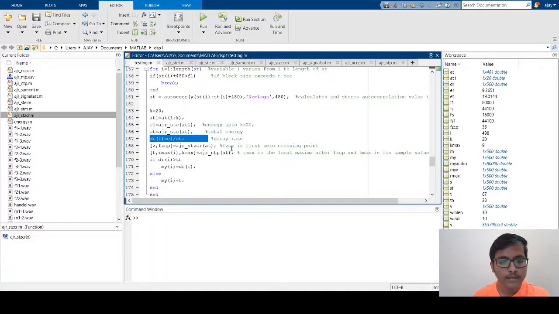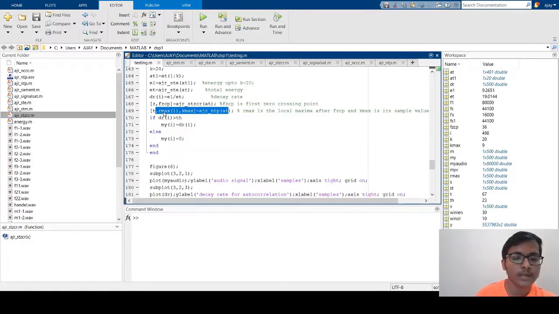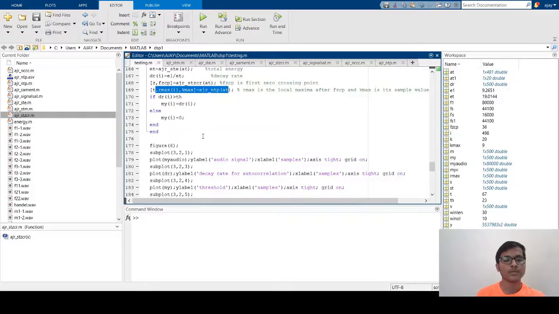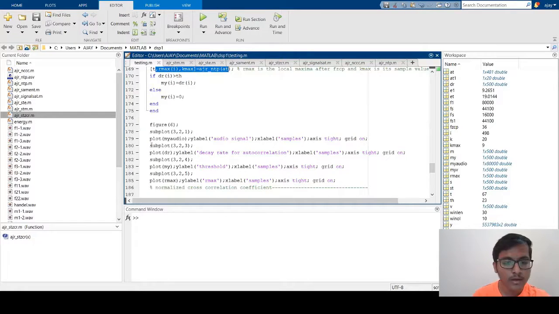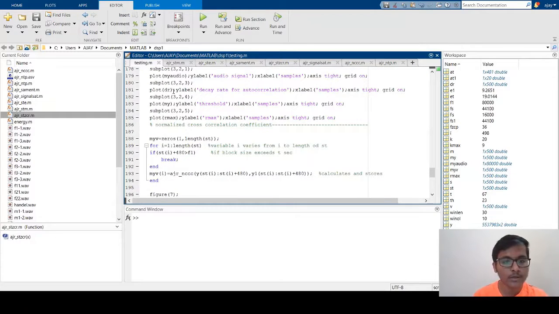That's it. And next, from the zero crossing rate function I have extracted the total number of zero crossing points, but I will not be using that. I will be using the first zero crossing rate point. So I have extracted that from the number of turning points graph function. I have extracted Rmax and Kmax. So I have plotted plots for Rmax and Kmax, and the decaying rate also.